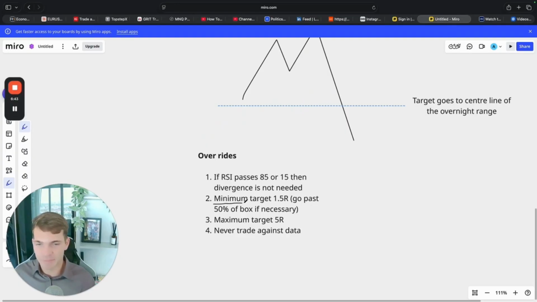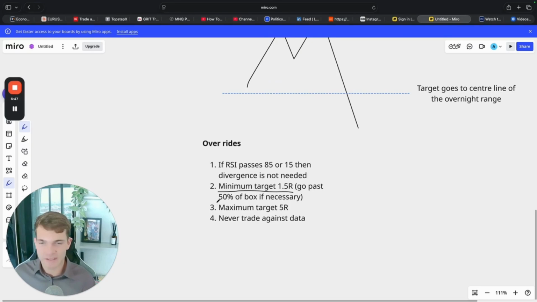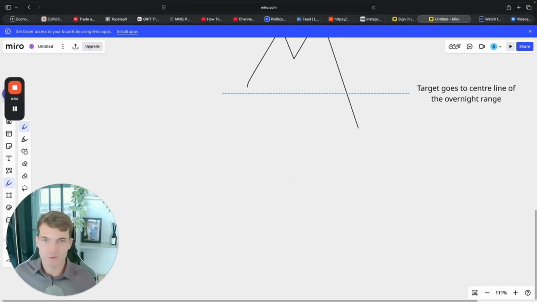And then, as I've said before, minimum target is 1.5R, and you want to trade it to the 50% of the box. But if you can't get to the 50% of that box, if you need to go further to get the minimum of the 1.5R, then you absolutely must do that.